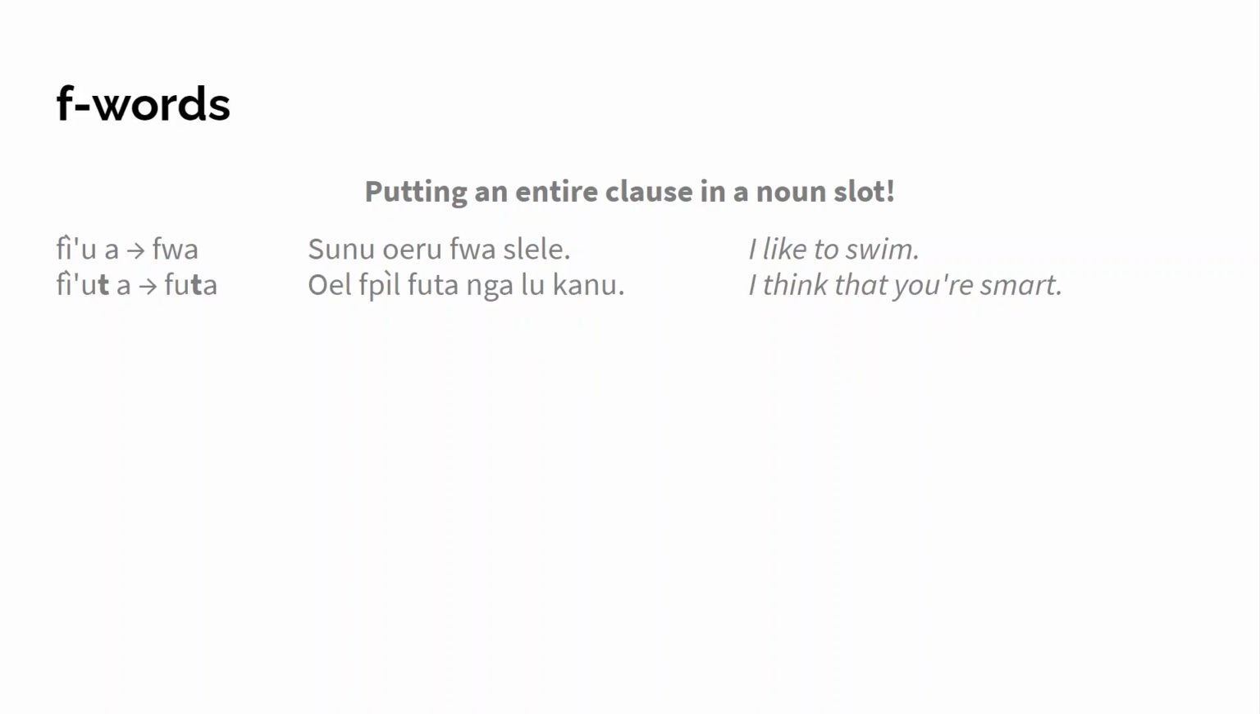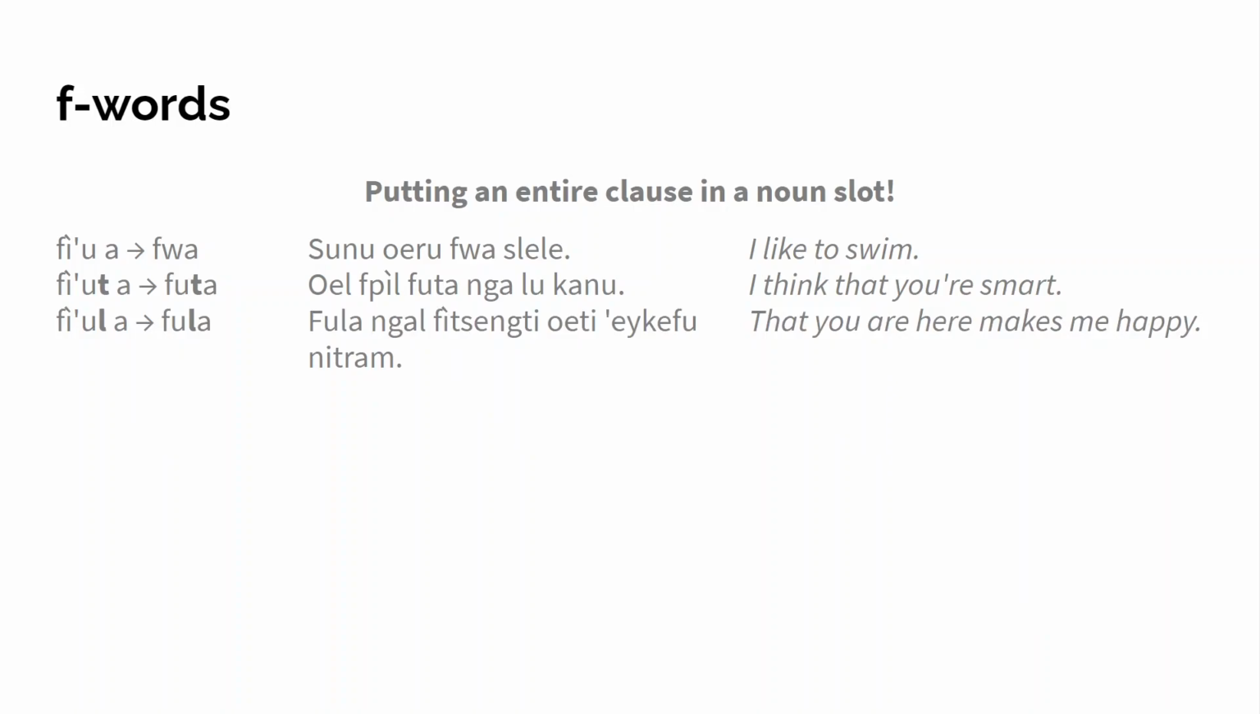Fua becomes futa. An example would be well fbil futa ngakanulu, I think that you're smart. Fbil is a transitive verb, so the thing, what we think, gets the T ending. Therefore, we need a futa here because we want to have nga luganu, this entire clause, as the thing that we think.